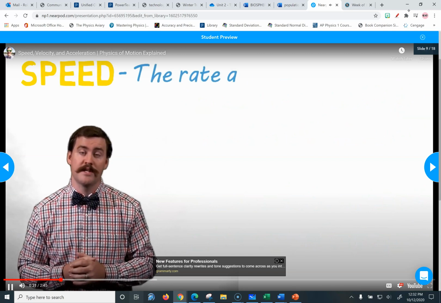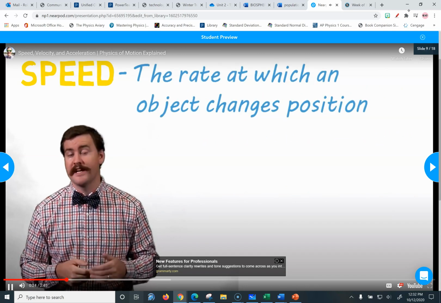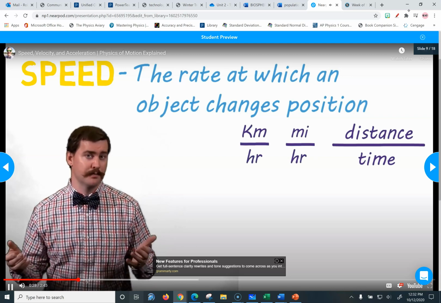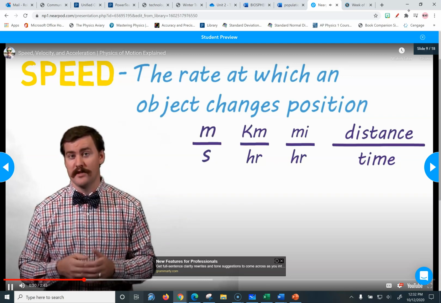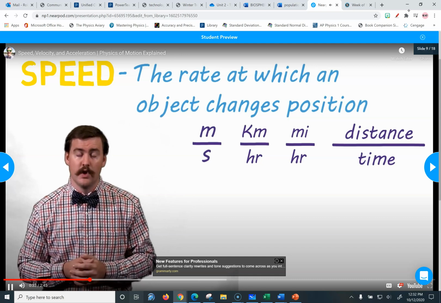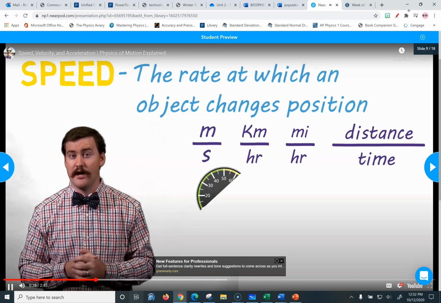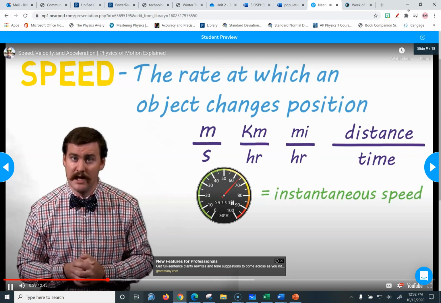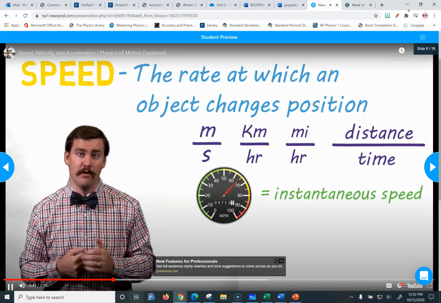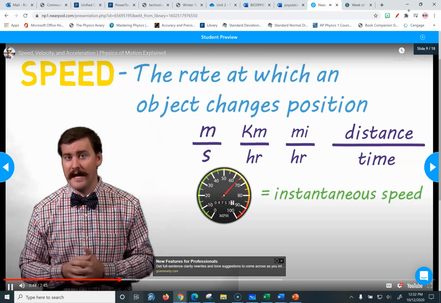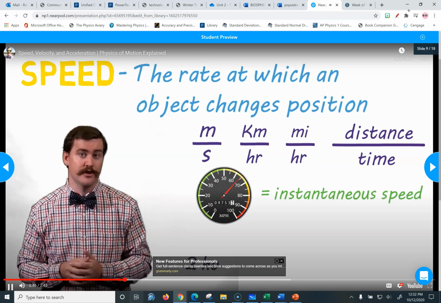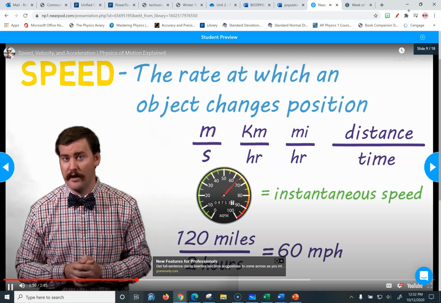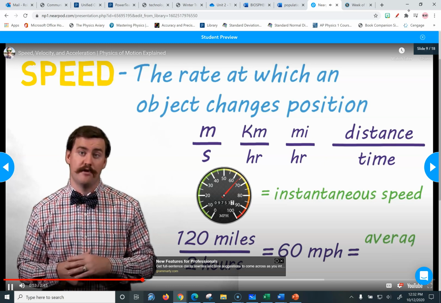Speed is the rate at which something changes its position. It's represented as distance over time. Miles per hour, kilometers per hour, meters per second, these are all examples of the units for speed. So if you're driving in your car at 72 miles per hour, then that's your speed. In fact, it's your instantaneous speed, or your speed in that exact moment. If you get to the end of your trip and realize that it took you 2 hours to drive 120 miles, then your overall speed was 60 miles per hour. And this is also known as your average speed.